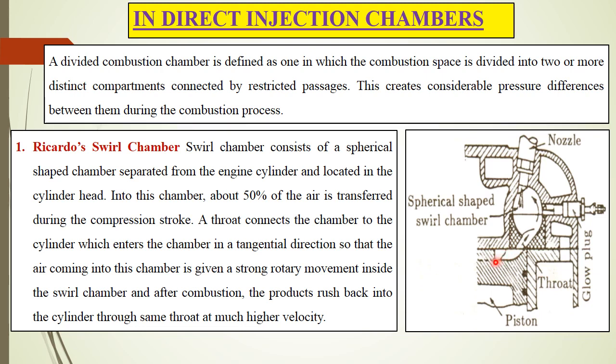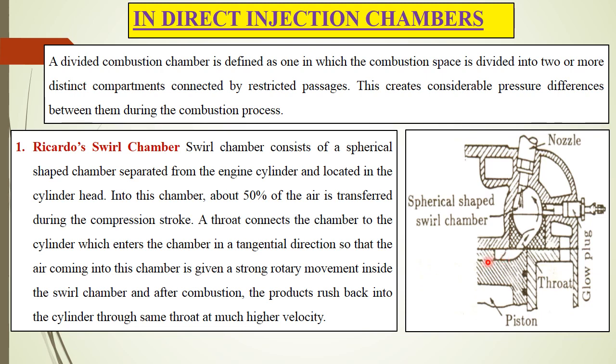So this causes considerable heat loss. First, when highly compressed air moves from the main chamber to the swirl chamber, there is heat loss, so proper insulation has to be provided. At the same time, when the combustion products are rushed back from the swirl chamber to the main chamber, there is heat loss in the passage between the additional chamber and the main chamber.